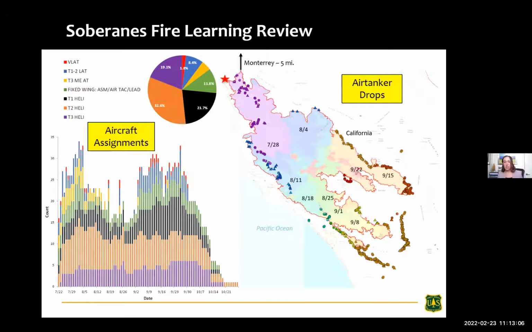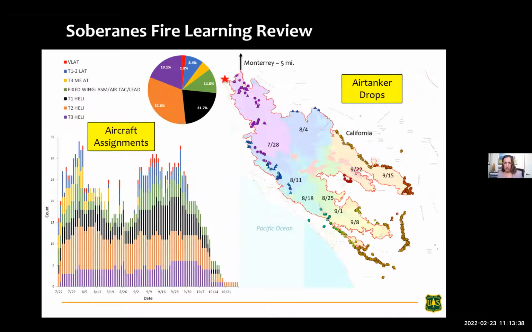And so there wasn't one single data source that could provide a complete picture of use. So I used dispatch records to look at aircraft assignments to get an idea of the aviation assignment footprint for the fire. That's this bar chart shown on the left. And we also obtained and utilized for the first time in this way drop location data from the air tanker fleet and mapped that relative.